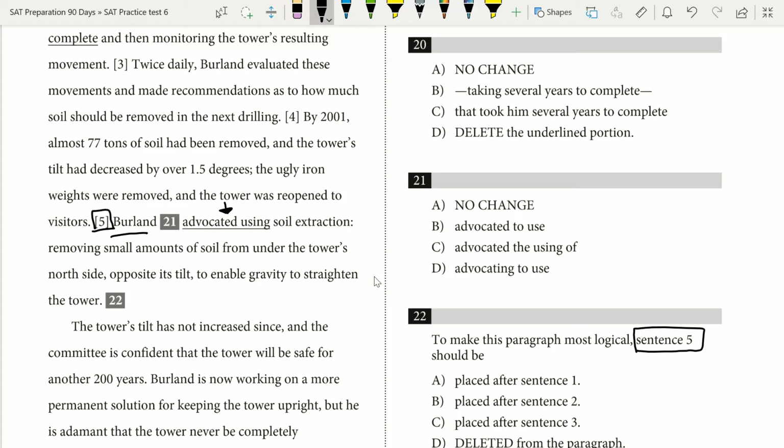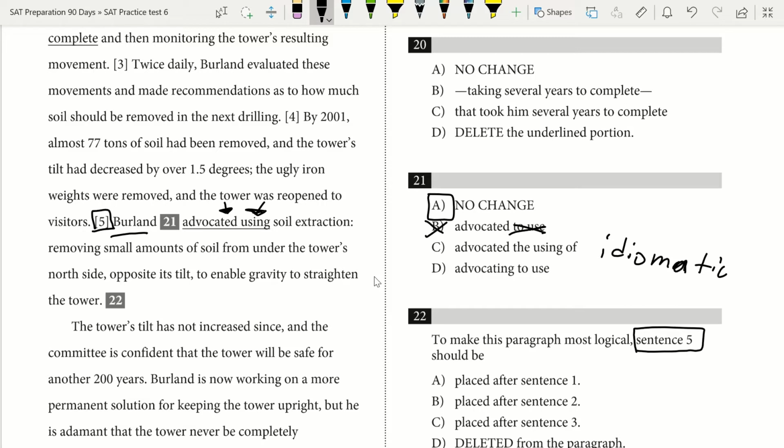Okay, in this case, I see that I'm tested on being idiomatic. If you don't know what idiomatic is, it just means that you're basically writing as you would if you were talking. Say I was going to tell you that Berland advocated using soil extraction. Nothing is wrong with that. That sounds perfectly grammatically correct. But what if I said Berland advocated to use soil extraction? Well, that's not idiomatic. The key part that makes that wrong is the part "to use." We wouldn't say he advocated to use soil extraction. We would say he advocated using soil extraction.